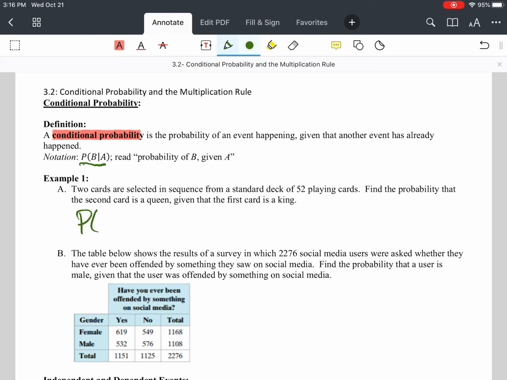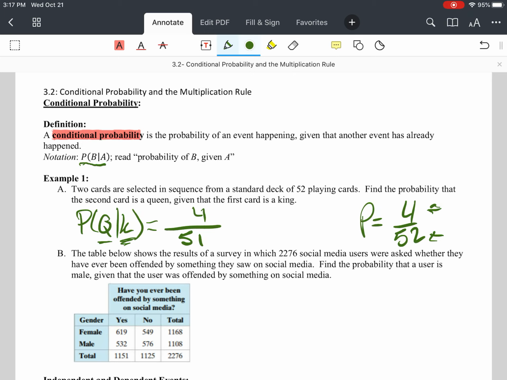So what we're saying here is we're looking for the probability of drawing a queen given that we've already drawn a king. If you draw a king, we have four cards. The probability of drawing a king is 4 out of 52 total possible cards, right? So it's the number of favorable outcomes divided by the number of possibilities. However, if we draw a king out of our deck, that means we no longer have 52 cards. We actually only have 51 cards left. How many of those are queens? Well, we have 4 queens.